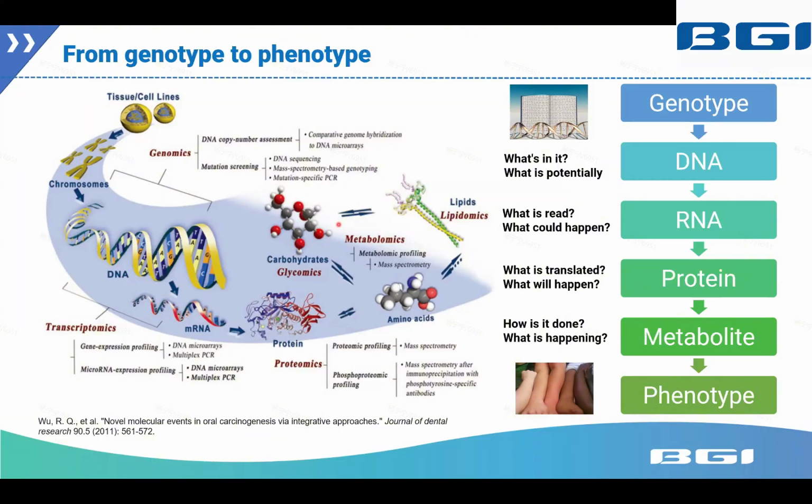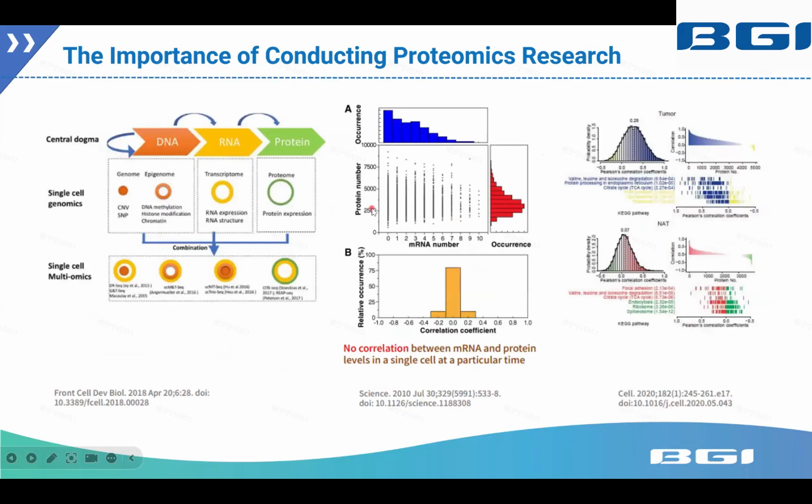So how do we get from the genotype to the phenotype? In the genetic central dogma, DNA is transcribed to RNA, and the RNA is then translated into proteins. Among all the omics fields, you can see that proteomics is very close to the final phenotype. Some studies have looked at the distribution of mRNA and protein quantities, as well as the distribution of their correlation. They came to these conclusions.